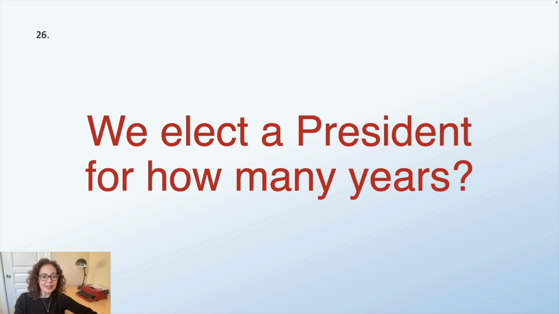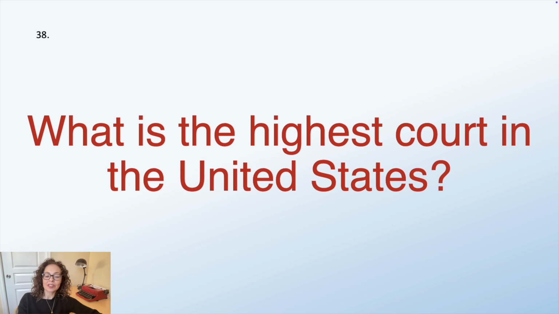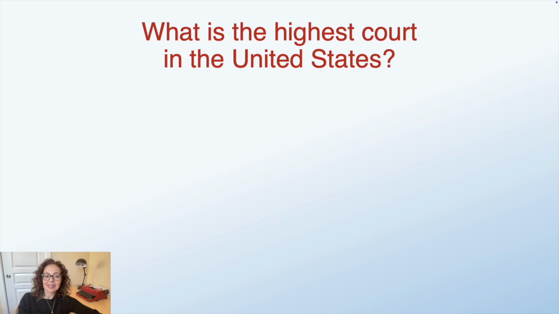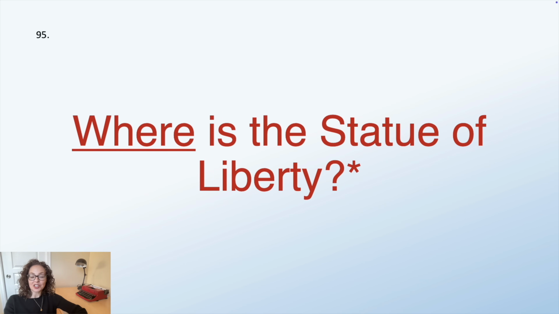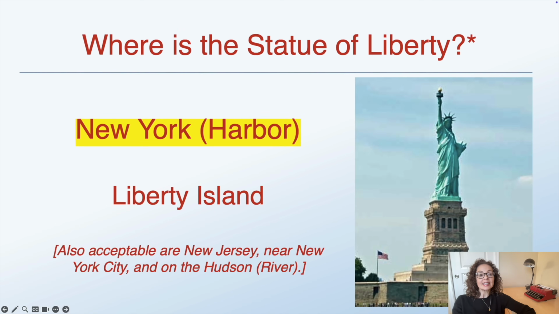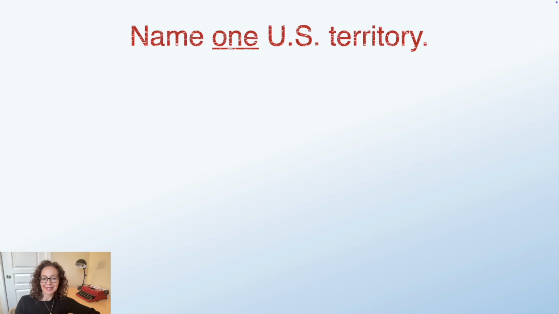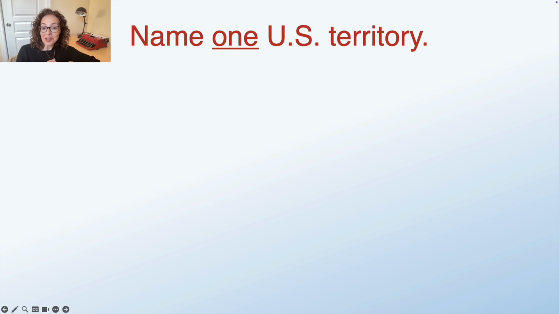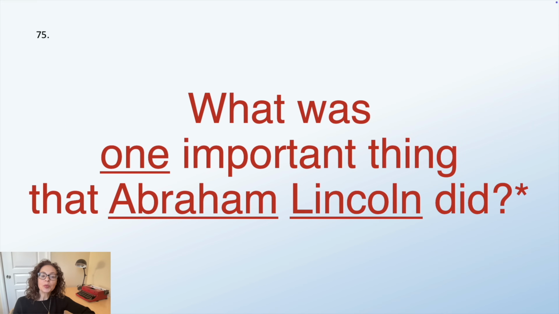We elect a president for how many years? 4. What is the highest court in the United States? The Supreme Court. Where is the Statue of Liberty? The Statue of Liberty is in New York. Name 1 U.S. territory. We have 5 to choose from. I chose Puerto Rico.